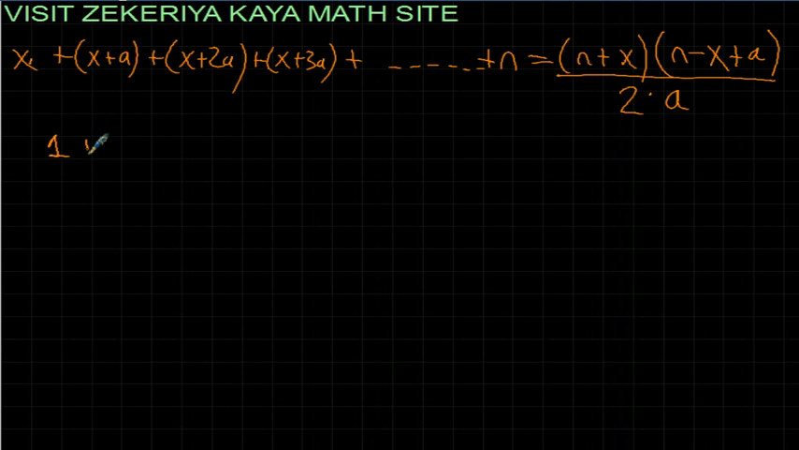Oops, I want to change the color. 1 plus 3 plus, let's say it goes until 19. Find the sum of these numbers.